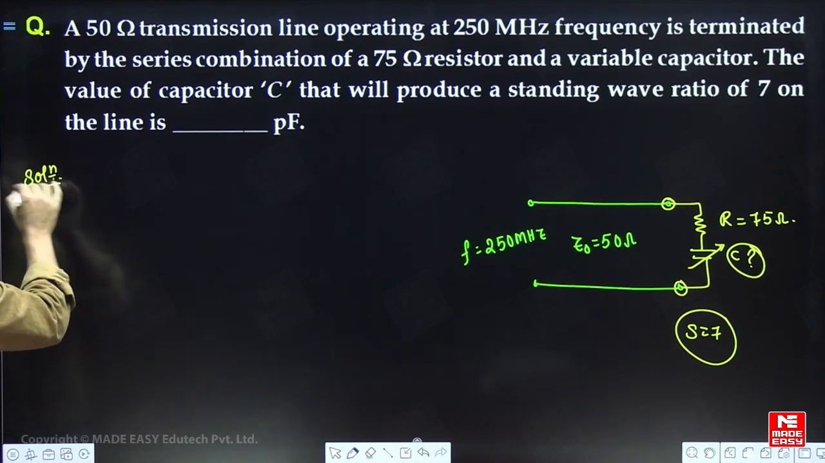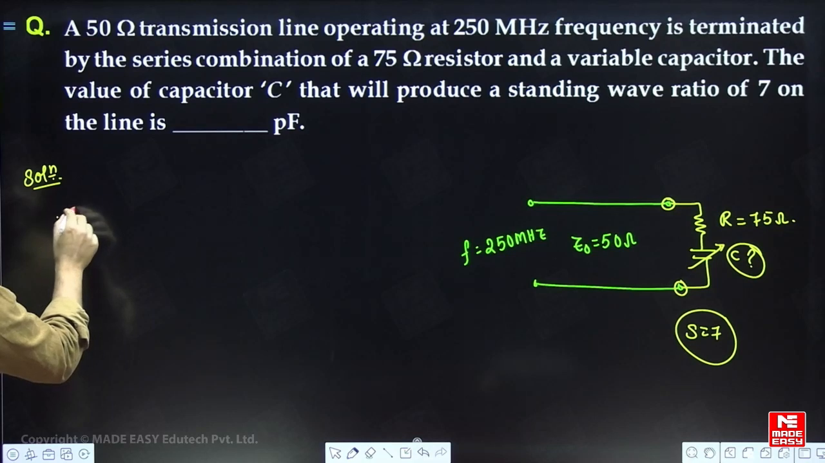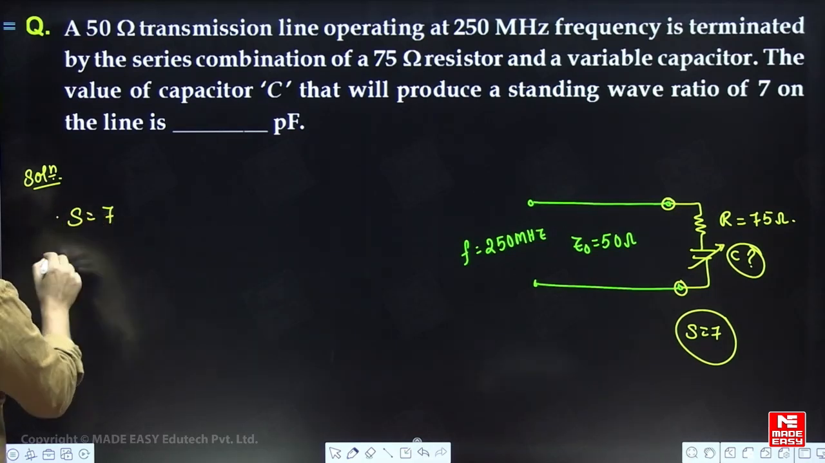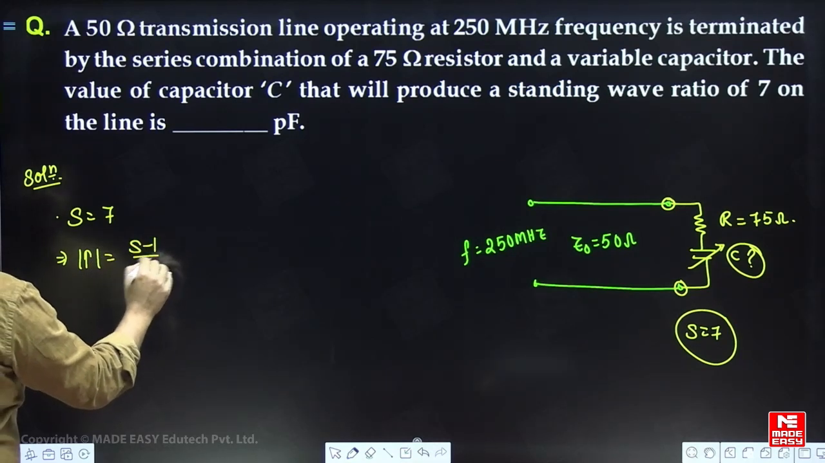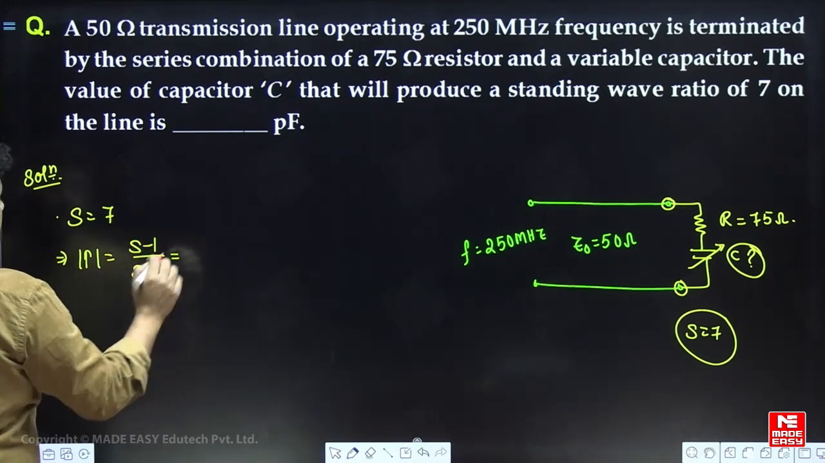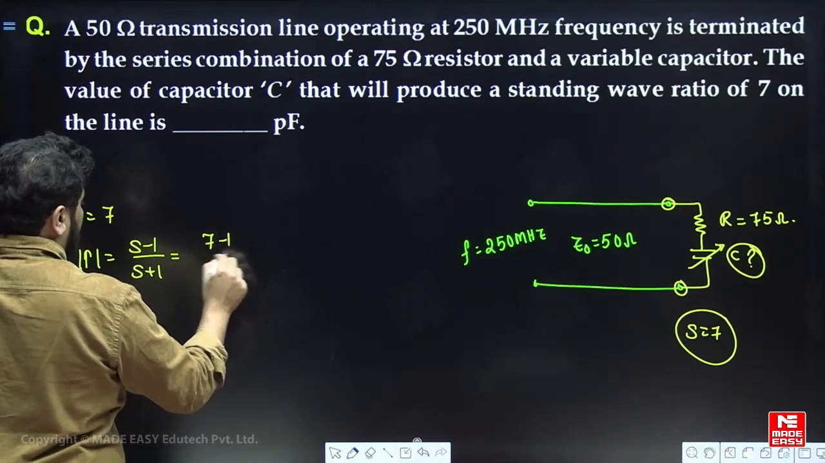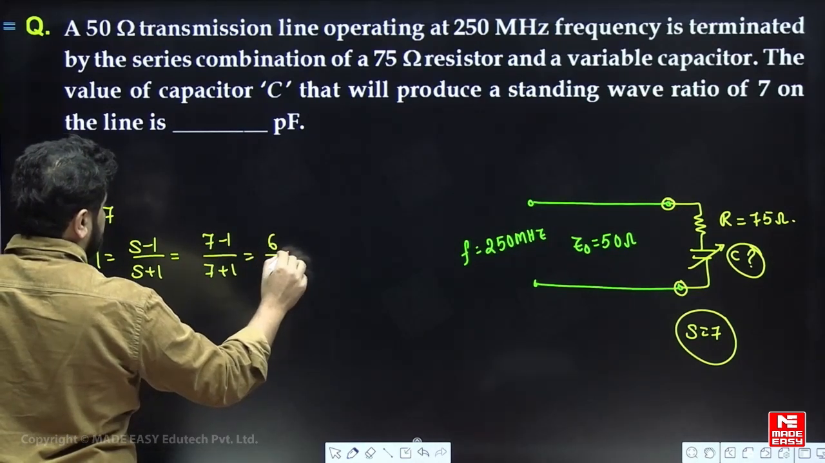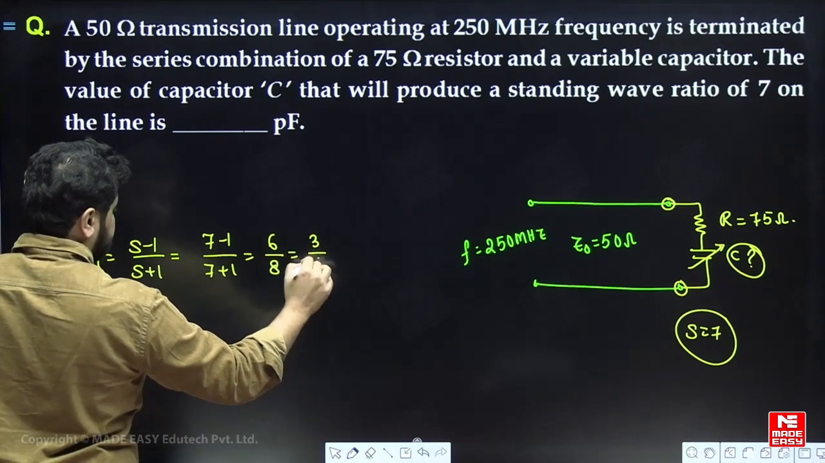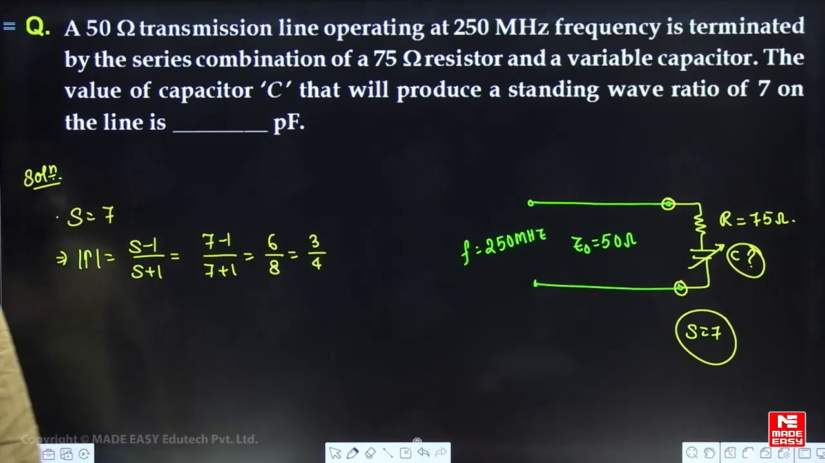So now how to do this? Now what you can see here, standing wave ratio is what they want? 7. So I can say that mod of gamma is equal to (S minus 1) upon (S plus 1). So this is 7 minus 1 upon 7 plus 1, which is equal to 6 upon 8, that means 3 upon 4. Right. 7 minus 1 is 6, 7 plus 1 is 8. So 2 3s are 6, 2 4s are 8. So I am going to get 3 by 4.